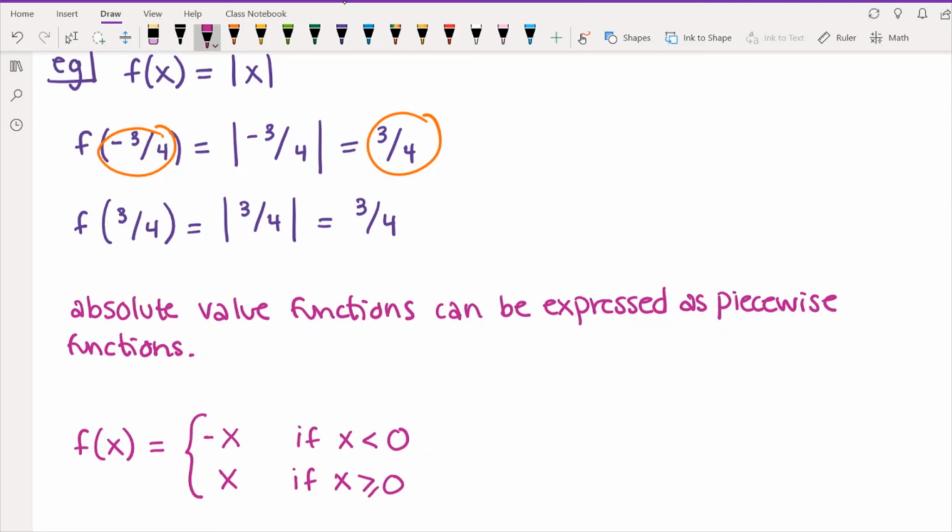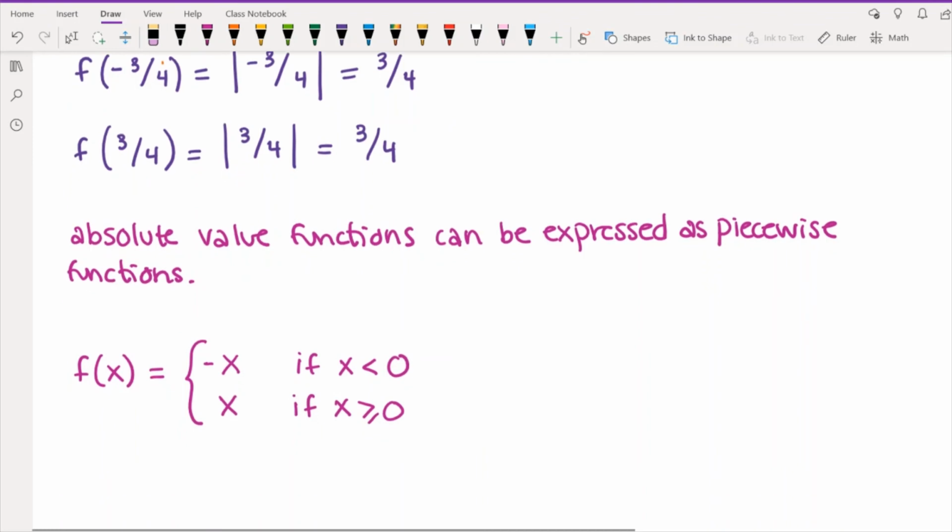But the idea here is that in this top equation, we're already plugging in a negative number, right? The top equation is the one that we use when our input is negative. And so if you already have a negative number and you apply another negative sign to it, it becomes positive. And so this is just another way of expressing the absolute value function.